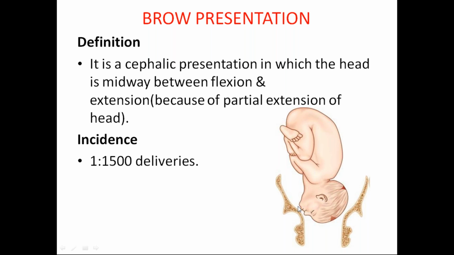Normal mechanism of labor is not possible because the diameter of engagement is the largest diameter, that is the vertico-mental diameter, from the chin to the highest point on the vertex, which is around 13.5 centimeters or even 14. So there is no pelvic diameter in the pelvis which can allow this large diameter to pass through. Persistent brow presentation, particularly in multigravida, usually goes unrecognized.